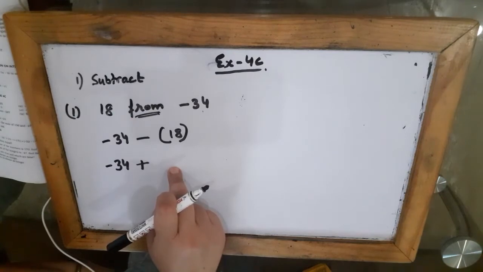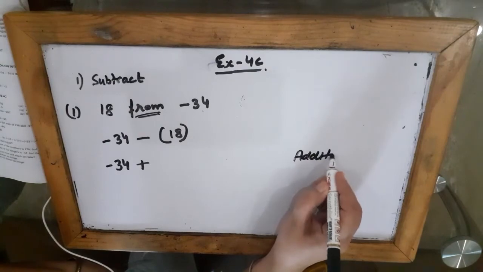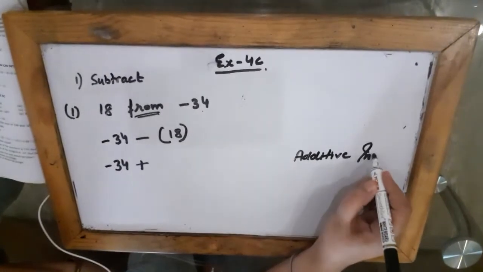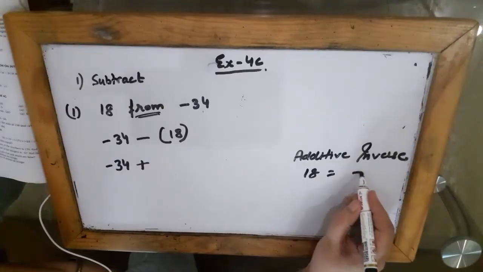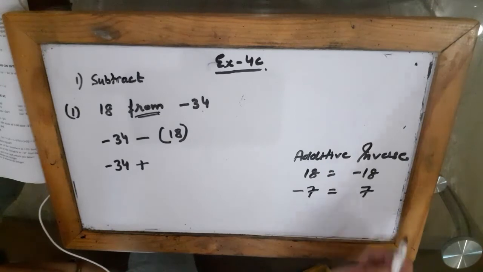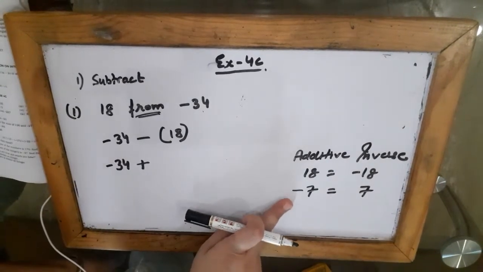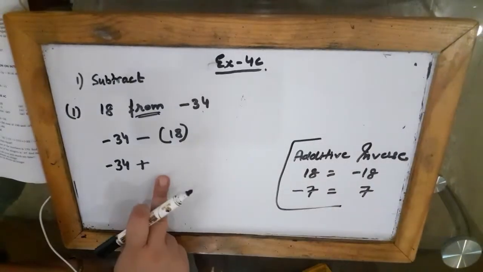I told you in your previous exercise what is additive inverse. It is the opposite of the number. Like if it is 18, its additive inverse is minus 18. If it is minus 7, its additive inverse is plus 7. So this we have learned in the previous exercise, and we will apply it while subtracting.